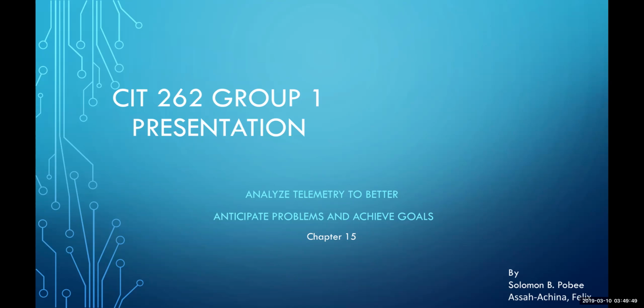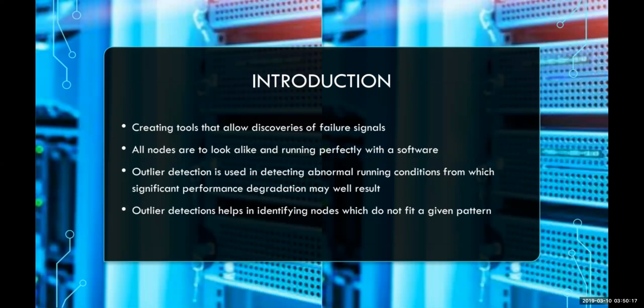And this is a presentation of our group chapter, which is chapter 15, Analyze Telemetry to Better Anticipate Problems and Achieve Goals. In our presentation, we are going to talk about a few subtopics, which will be based on our chapter. We will be talking about the creation of tools that allow discoveries of failure signals.